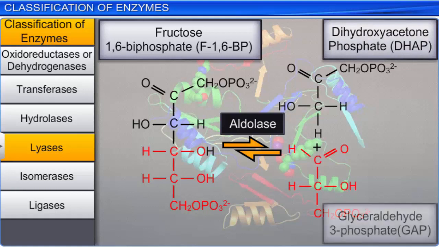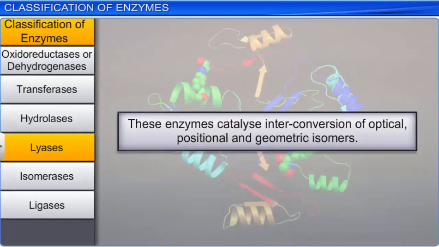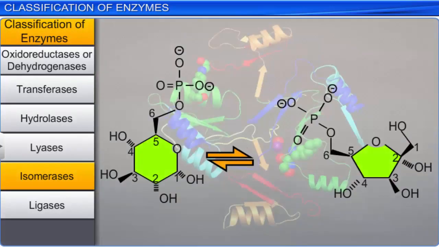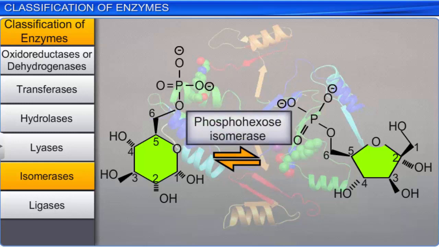The fifth class of enzymes, called isomerases, catalyzes the interconversion of optical, positional, and geometric isomers. For example, during glycolysis, phosphohexose isomerase catalyzes the conversion of glucose 6-phosphate to fructose 6-phosphate.